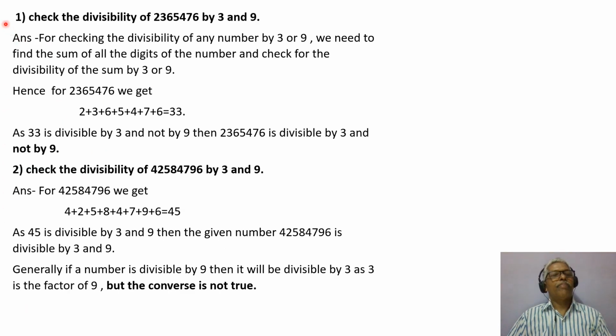Now first problem, read it. Check the divisibility of 2, 3, 6, 5, 4, 7, 6 by 3 and 9. Okay, answer. For checking the divisibility of any number by 3 or 9, we need to find the sum of all the digits of this number. Okay, and check for the divisibility of the sum by 3 or 9.